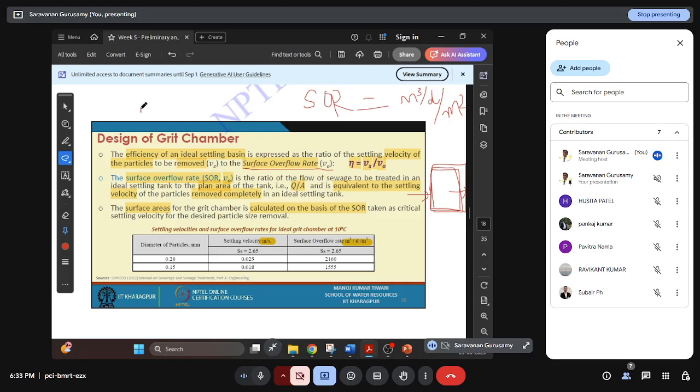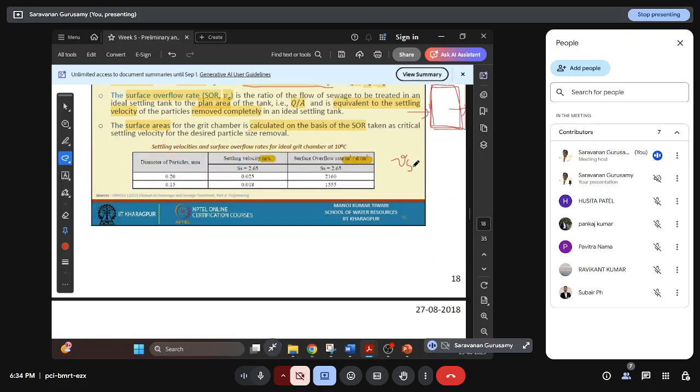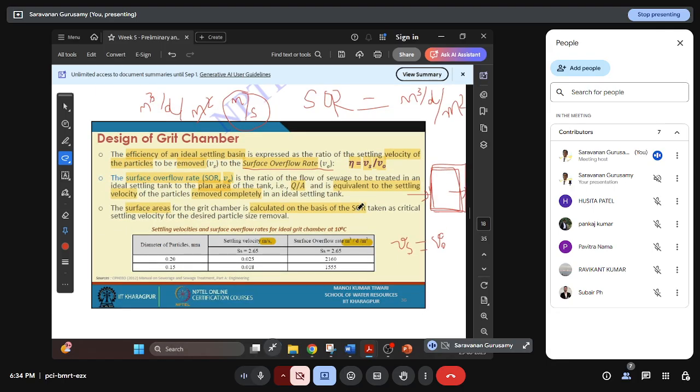That is again a velocity, right? Meter cube per day per meter square. If you cancel the meter square, you will get meter per second, right? So surface overflow rate is the rate of flow. That's the velocity again. So whenever the settling velocity, whatever we had discussed earlier, matches the surface overflow rate, that is the SOR, then the particle is settled. If it is less, then the particle efficiency is reduced. If it is more, 100% of particles are settled.